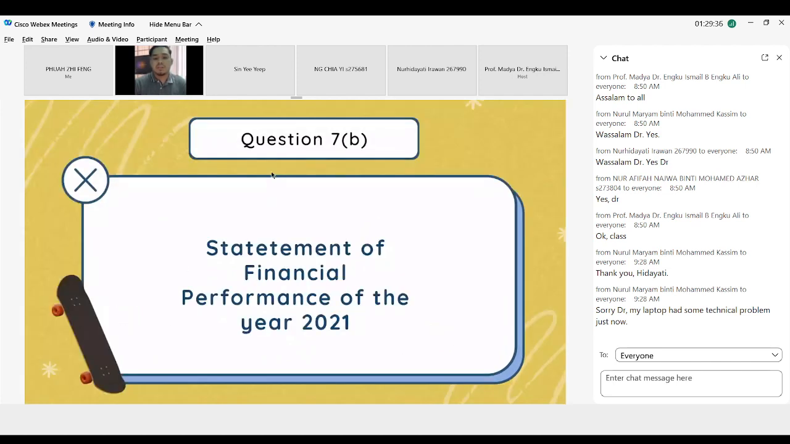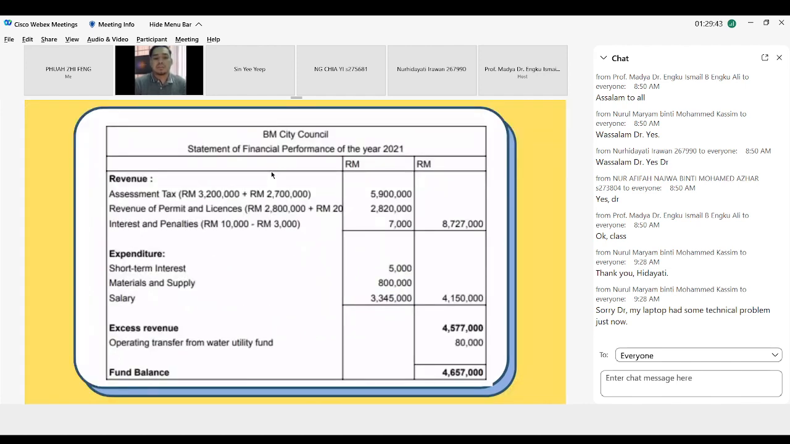Okay, for the statement of financial performance of the year 2021, we need to take revenue minus expenditure to get the excess revenue. So in the revenue, we have assessment tax, which is 3,200,000 plus 2,700,000, and we get 5,900,000. For the revenue of permit and license, we have 2,820,000, which is from 2,800,000 plus 20,000. And the last item for revenue is interest and penalties, which is 10,000 minus 3,000, and we get 7,000.